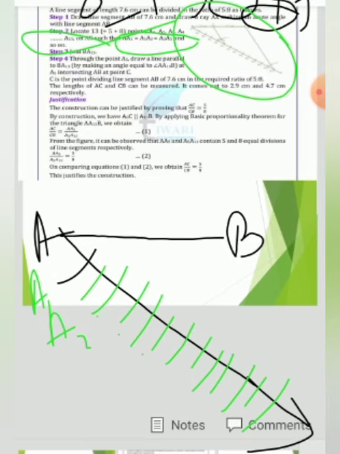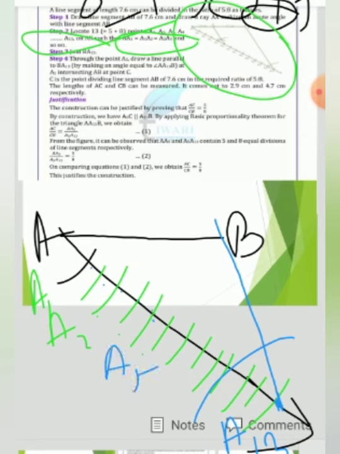And then you need to join the last point A13 with B. After joining this, make an arc here. I'm making a big arc here. Then take point number 5, 1, 2, 3, 4, 5. This is A5. Then with the same measurement, make an arc here and then take this distance, and make an arc here.